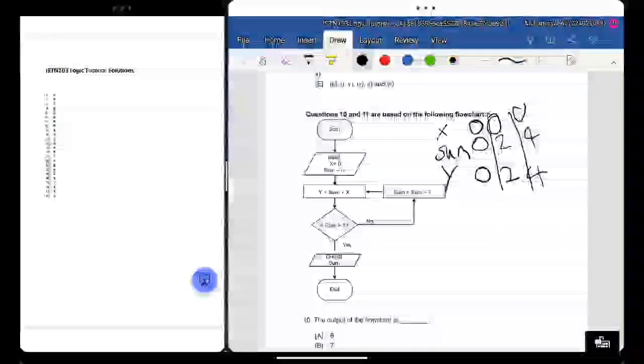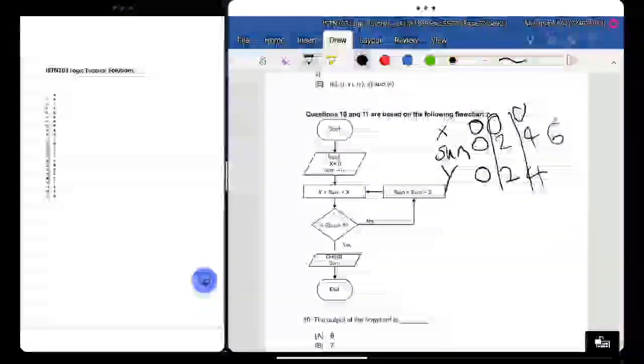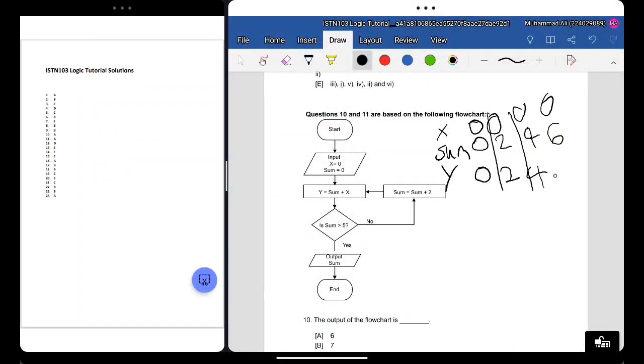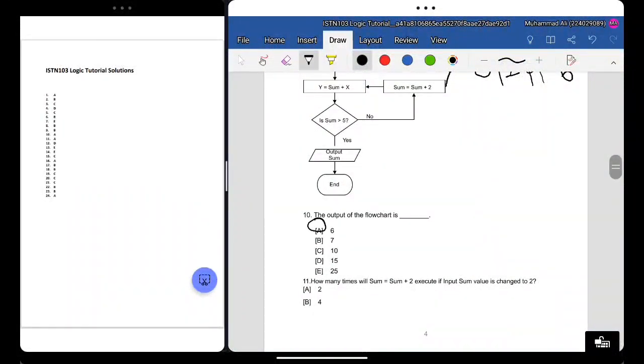Probably this could be the last one. No. Sum plus 2. 6, 0. Sum plus X, 6 plus 0. Is sum greater than 5? Yeah, it's 6. Yes, output sum. The sum is 6. So it should be 6 as the answer. A. Correct. 100% correct.